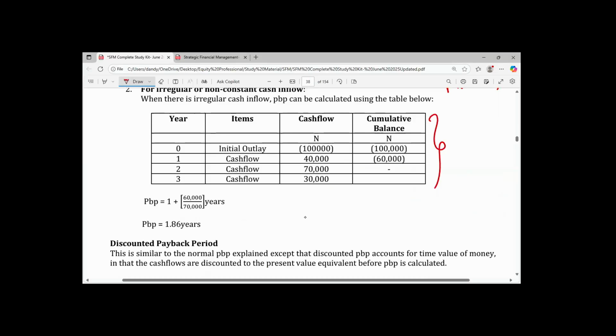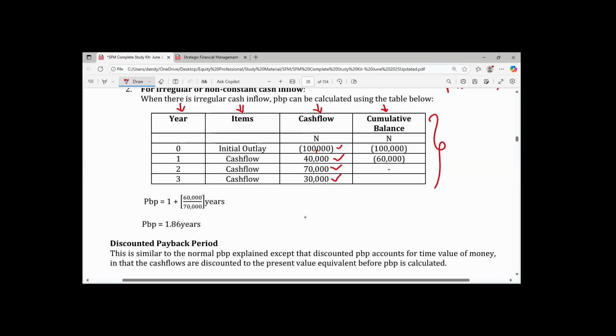Let's say, for example, you are given cash flow in year 1 to be 40,000 naira, cash flow in year 2 to be 70,000 naira, cash flow in year 3 to be 30,000 naira. The initial outlay given in the question is 100,000 naira. So you are now asked to calculate payback period. All you need to do is create 4 different columns. The first column will be for year. The second column will be for description of items. The third column will be for cash flow, and the fourth one will be for cumulative balance.